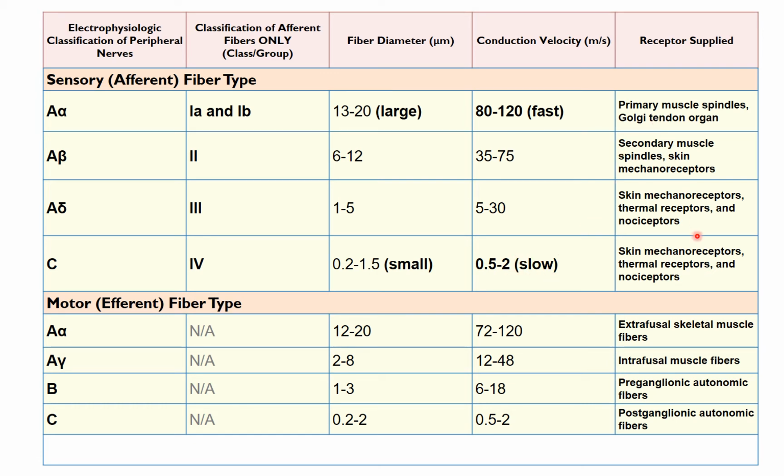And then information over here in the final column represents the receptor or the function, or essentially what does that fiber type innervate. And these are all bolded. Do know that.